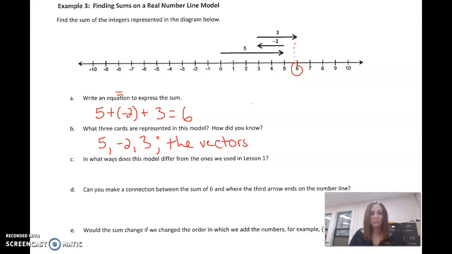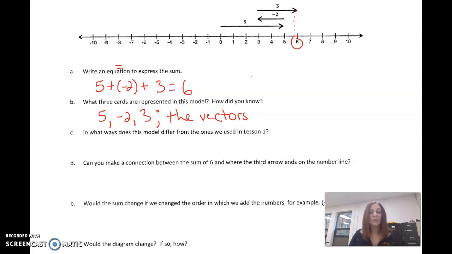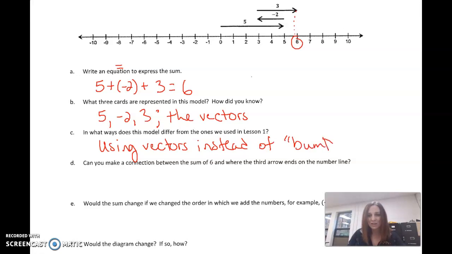So in what ways does this model differ from the ones we used in lesson 1? Well, the big thing is in lesson 1 we use those hops or the bump method. So I'm just going to say we're using vectors instead of hops, bumps.